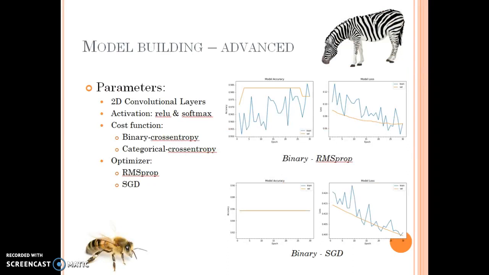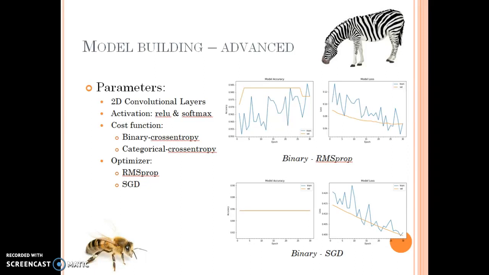Going to the advanced modules, I did 2D convolutional layers with the same activation functions for both of the layers. I also did the same selection for the cost function and optimizers. On the right-hand side of the graph, I ran the binary and RMSprop combination, and the accuracy still increases as the epoch increases. Though the accuracy starts to decrease after epoch 25, the loss still consistently decreases as the epoch increases.